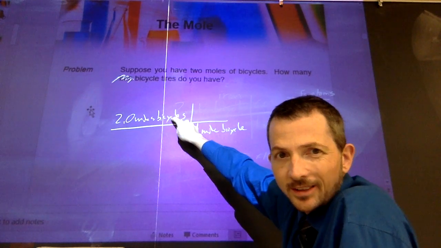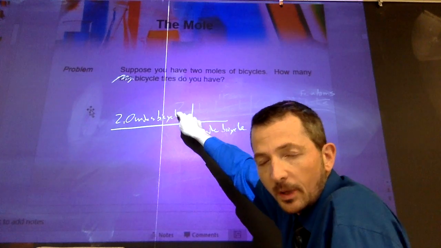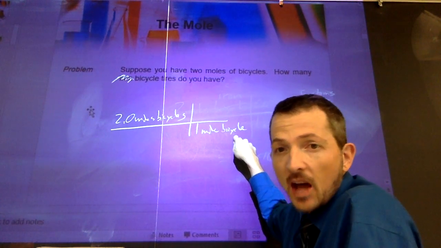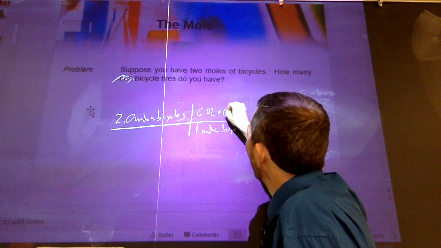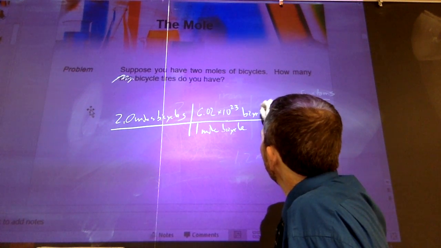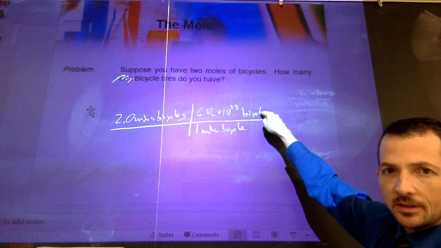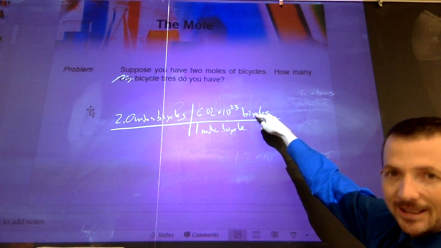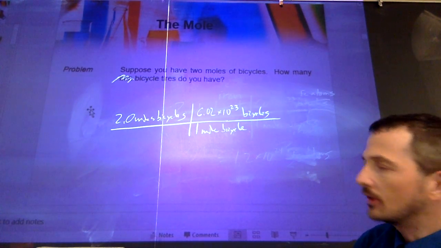If you're doing dimensional analysis here, what you have on top needs to cancel out with what you have on bottom. So if you have moles of bicycles, I need moles of bicycles here. Now it's asking how many, so I'm going to use Avogadro's number. Whatever this mole is of, that's Avogadro's number of that substance. So if I have 1 mole of bicycles, it's 6.02 times 10 to the 23rd bicycles. But my question does not ask how many bicycles, it asks how many tires.